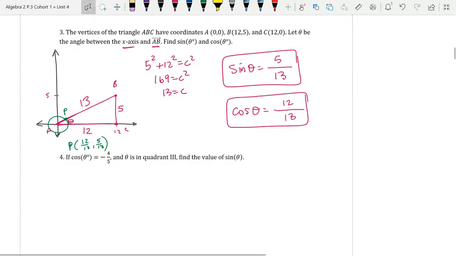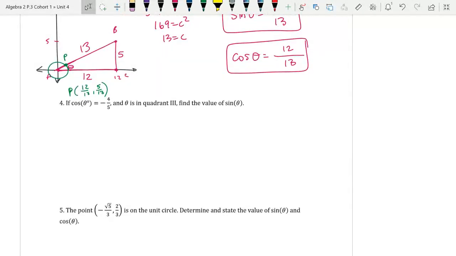All right, let's take a look at number 4. Number 4 tells us the cosine of an angle is -4/5, and it's in quadrant 3. Find the value of sine. So we have a quadrant 3 angle. So when I draw my x and y axis, I want to exaggerate quadrant 3. I'm going to draw a triangle in quadrant 3. Remember, you're always going to have a theta here.